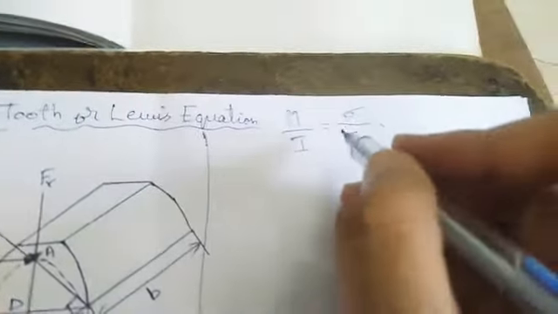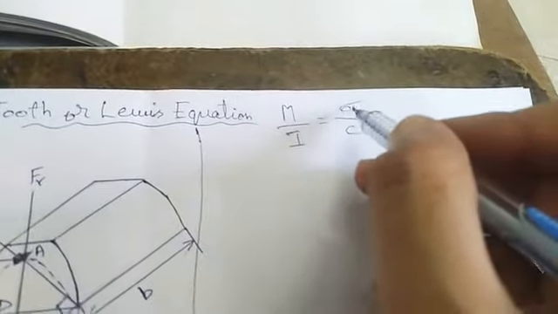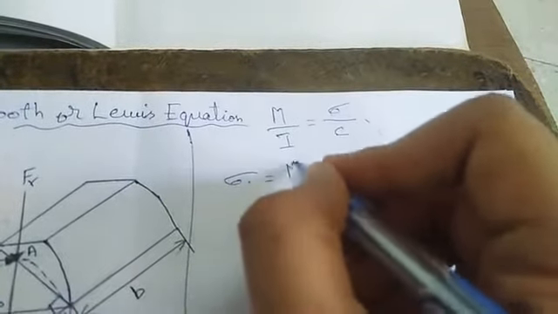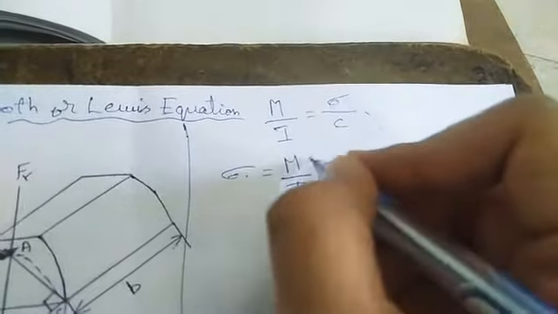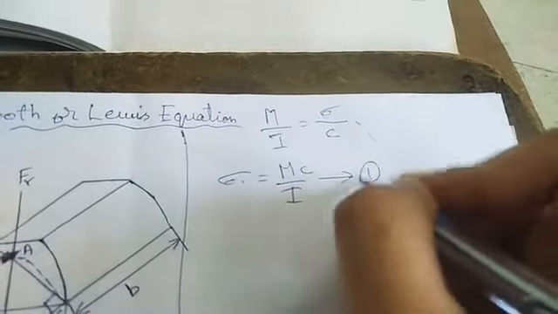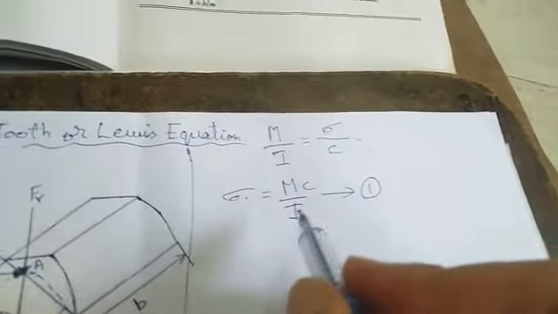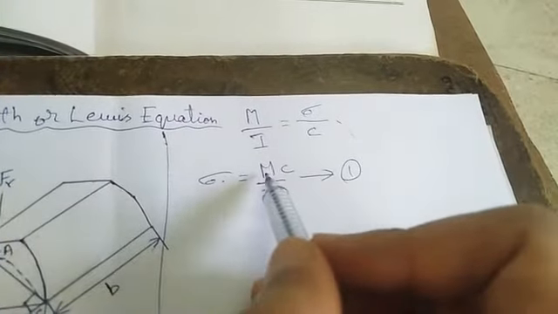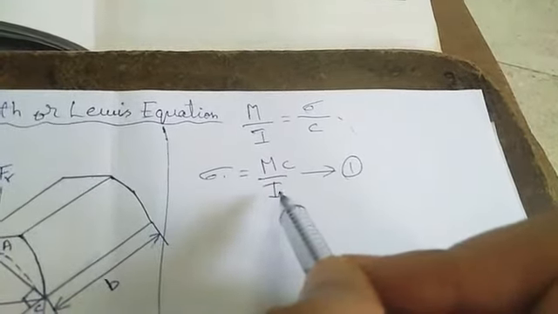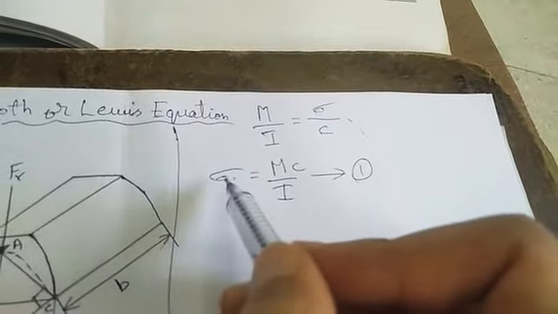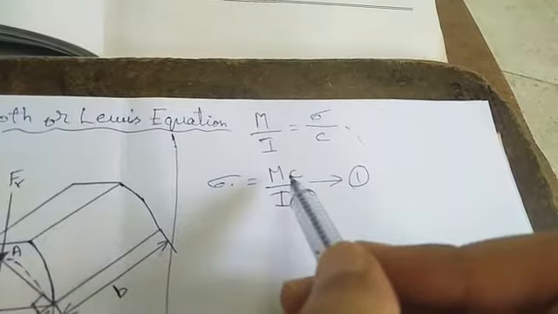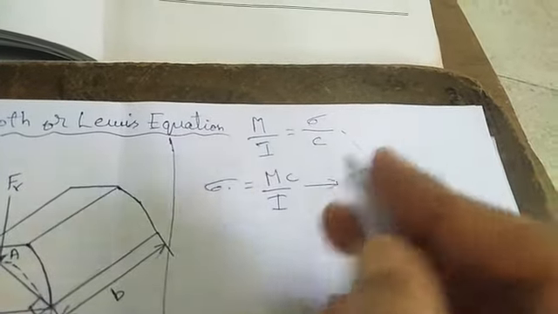So rewriting this equation, I'll rewrite for the value sigma. Sigma is equal to M by I into c. We shall call this equation 1. So here M is the bending moment and I is the moment of inertia. Sigma is the stress acting, and c is half of the tooth thickness.